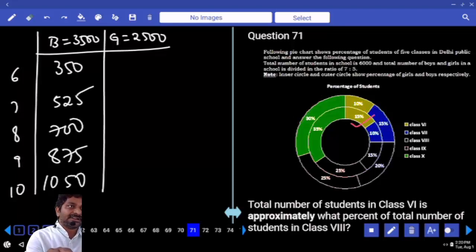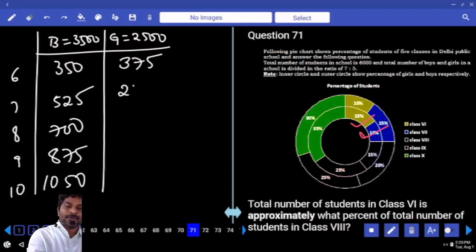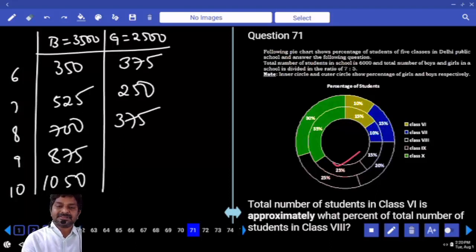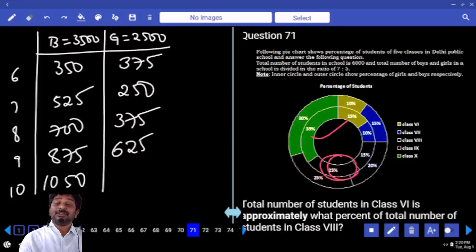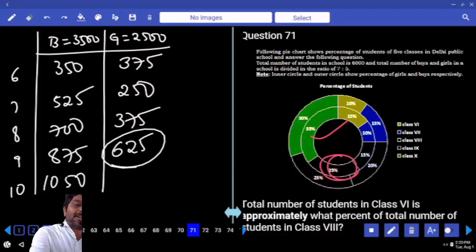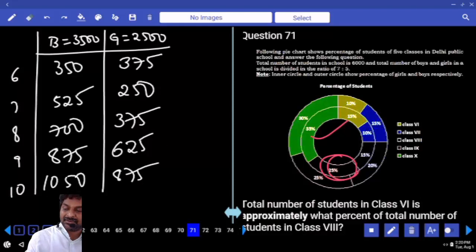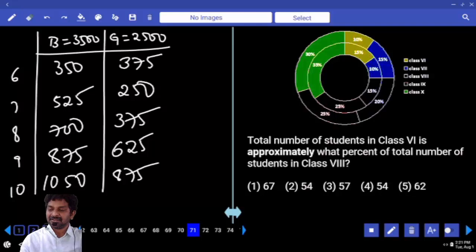15%. 10% is 250. Half is 125. 375. Next, 10%. 250. 15%. Already calculated. 375. 25%. Half and half only. What is half? 1250. Again half. 625. Then 35% in the sense, to the previous number 25% we need to add 10% only. What is 10%? To this number if you add 250, it becomes 875. Right. Table is there. Comfortably you can answer all the questions.